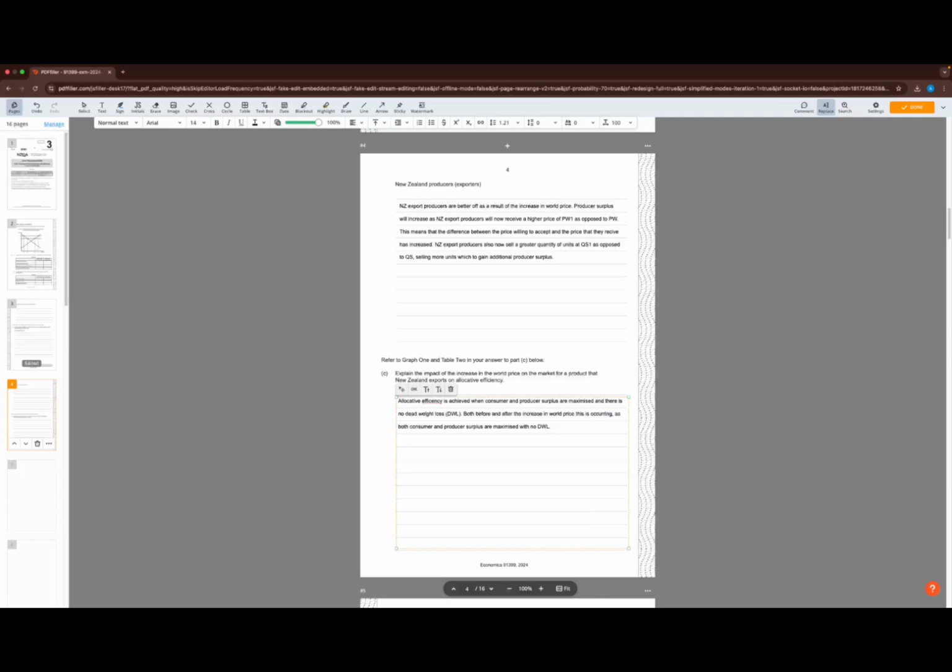So while consumer surplus has decreased, right, guys, the producer surplus has increased, and that increase in producer surplus is going to outweigh the decrease in consumer surplus, which is going to result in an increase in overall net welfare, right, guys? So net welfare is going to increase. Still no deadweight loss, hence there's going to be allocative efficiency, okay?